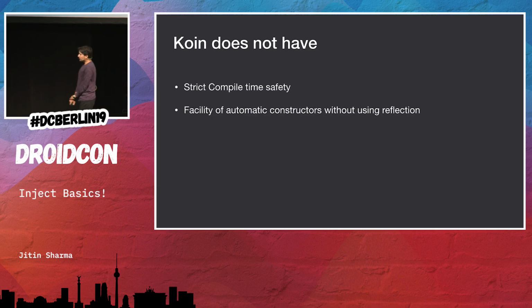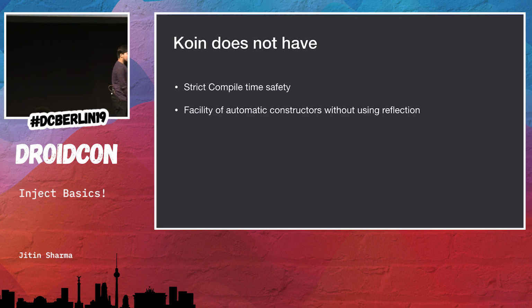Koin lacks compile time safety as well as automatic constructor generation. When I say lack of compile time safety, any wrong configuration in Koin will probably lead to a runtime error, unlike Dagger, where mostly you will get a compile time error. Automatic constructors are not there because Koin neither uses reflection nor code generation, so that facility is not available. Koin does have a reflection module, but again, reflection is a tricky thing.